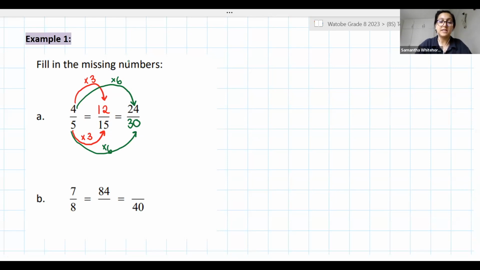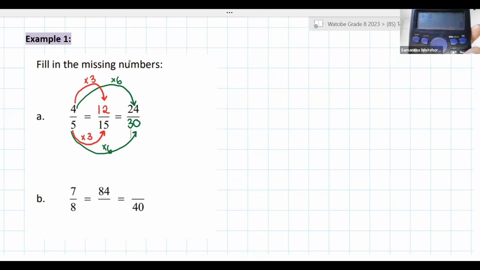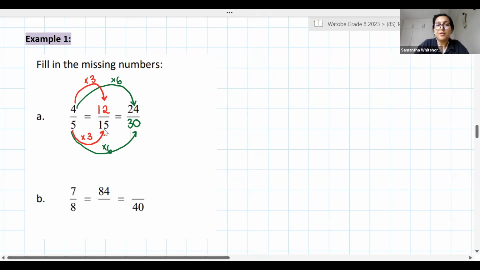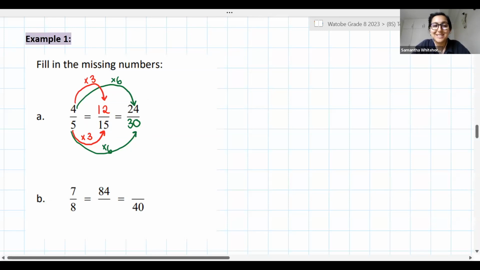Now again, if I type 24 over 30 on my calculator and I push equals, it gives me 4 over 5. And so it's representing exactly the same portion as the rest of my fractions. So 12 over 15 and 24 over 30 still represent 4 out of 5 parts. And we can sort of see this because we can now tell that these fractions are not simplified. 12 over 15 and 24 over 30 are not simplified. If I simplify them, I would get 4 over 5. So they represent the same amount.